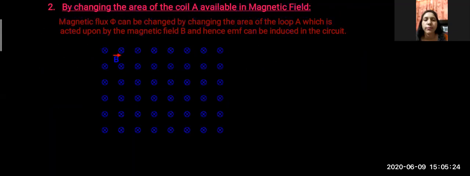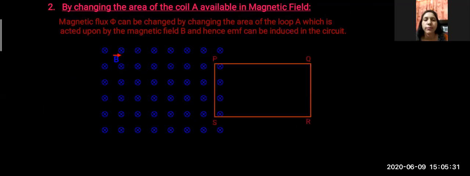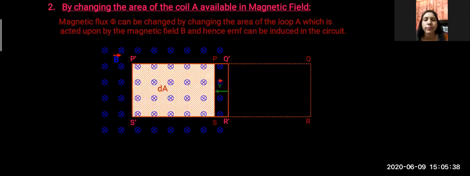In this figure, you can see a uniform magnetic field. A conductor PQRS is moving in this magnetic field. The conductor moves from P to P dash. P dash, S dash is the new area of the conductor in the magnetic field. See this again.